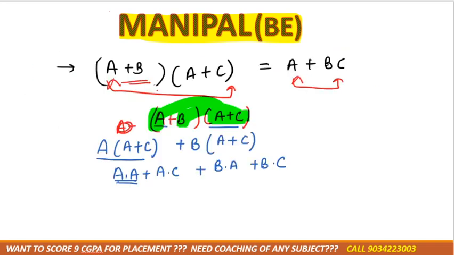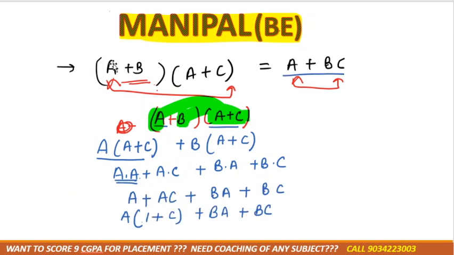Now tell me, A·A is how much according to the Boolean laws? No, A·A is not 1. Just see the formula. So it would be A plus A·C plus B·A plus B·C. Right? Now tell me the next step.